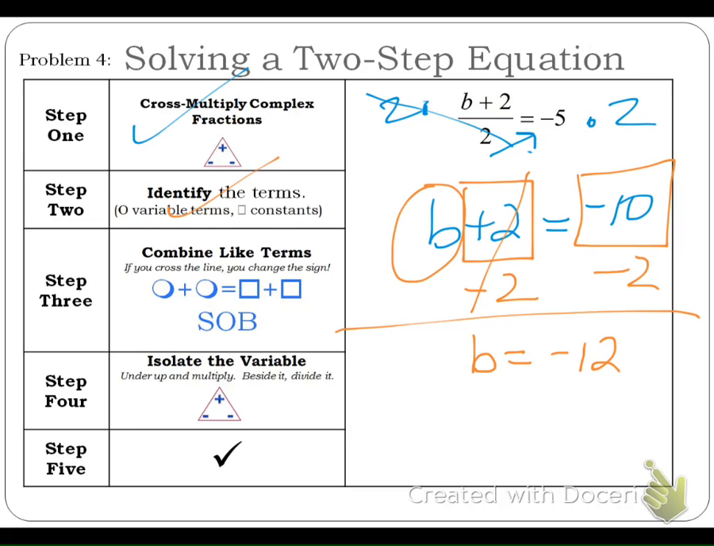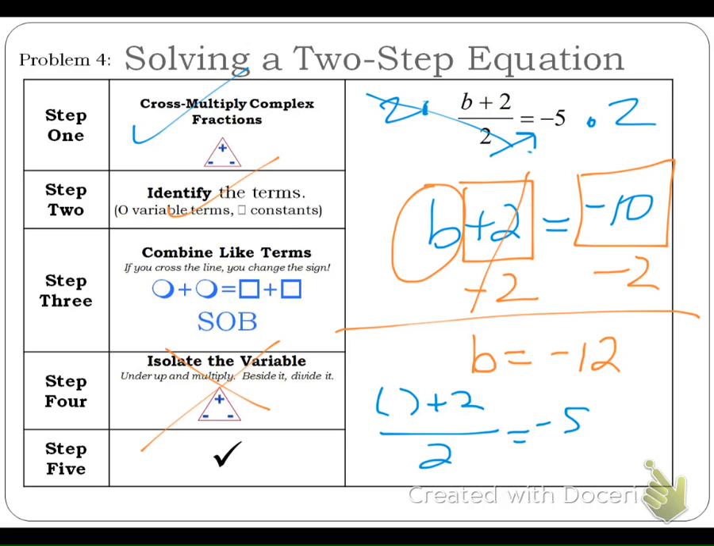In the last step, I need to isolate my variable from its coefficient. It has a coefficient of 1, so actually I'm done. I don't need to do that step this time. So finally, I need to check my answer. To check it, this is going to be a little bit more complex because it's a complex fraction. I have b, but instead of b I'm going to write a set of parentheses, plus 2 all over 2 is equal to negative 5. This is what the original equation said.